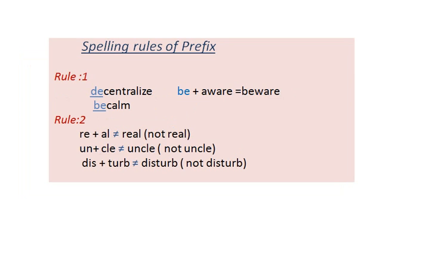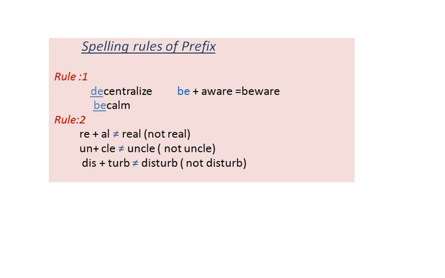Look at the words. There are some examples. Look at rule 1. With prefix, the start of the word will change. So, if the prefix ends in a vowel such as E, then a root word starting with C, a consonant, will use it as it is.